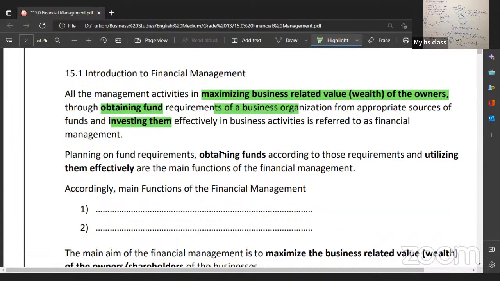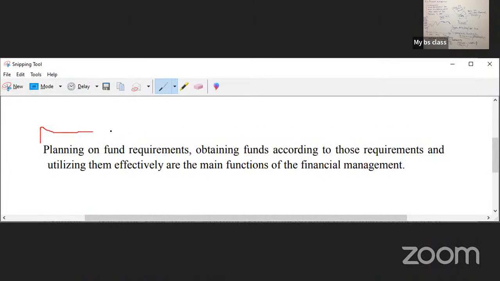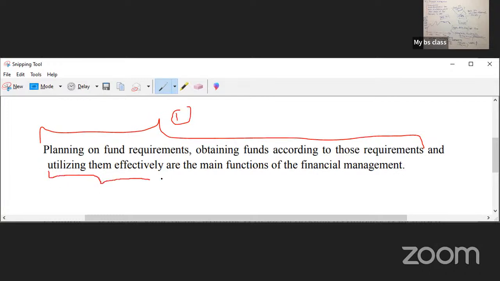The planning of fund requirements, obtaining funds, and also how to utilize. So then there are main functions. Let's write the main functions. Financial management, the two main functions. Let me share the content. The planning on the funds and obtaining funds. So this comes under number 1, and utilizing them effectively, number 2. Shall we write the two main functions? Planning on funds and you obtain it according to the requirement and you utilize them effectively.